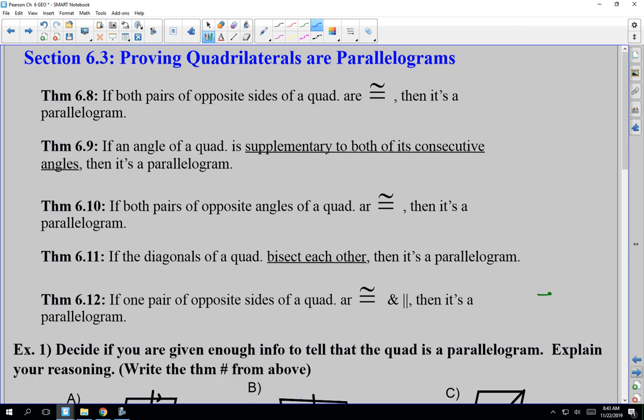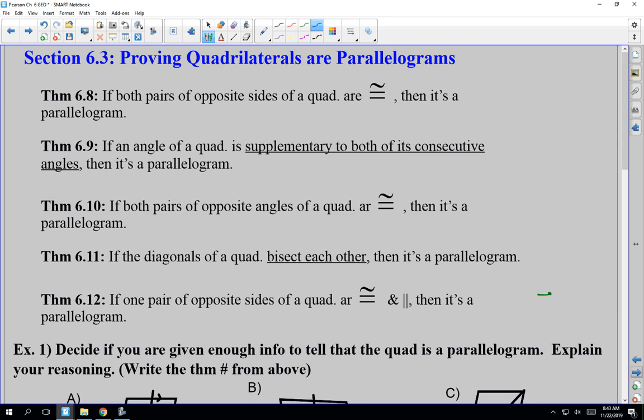All right. So some more theorems here. Give us 5 more of them. If both pairs of opposite sides of a quadrilateral are congruent, then it's a parallelogram. So if both pairs of opposite sides are marked as congruent, not necessarily parallel, but congruent, then you can prove that it's a parallelogram.